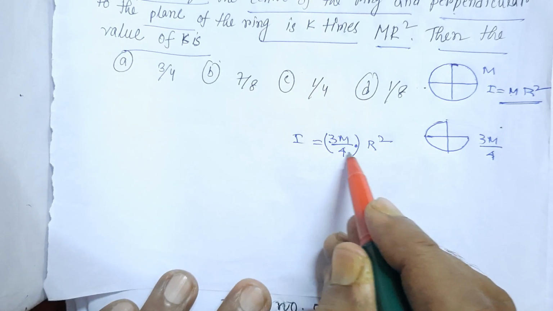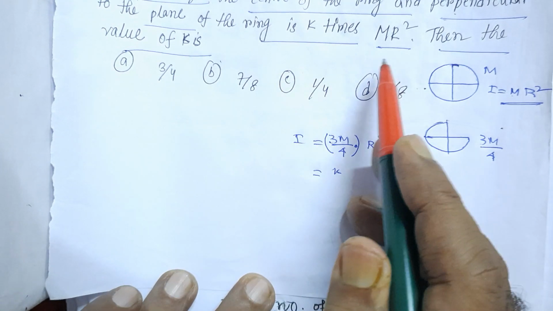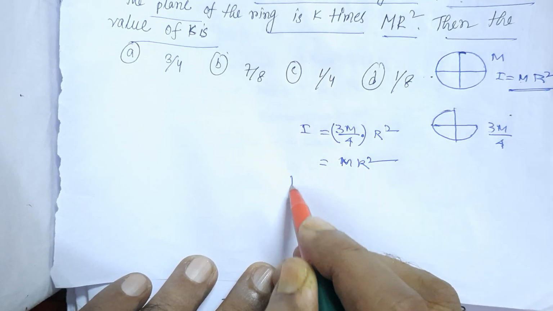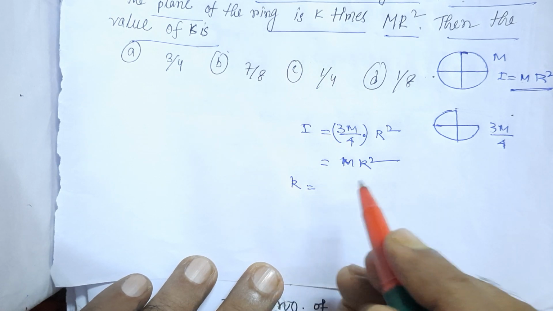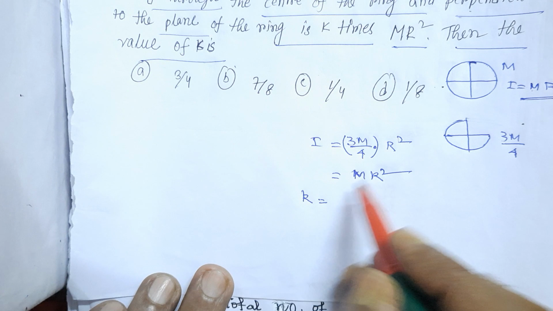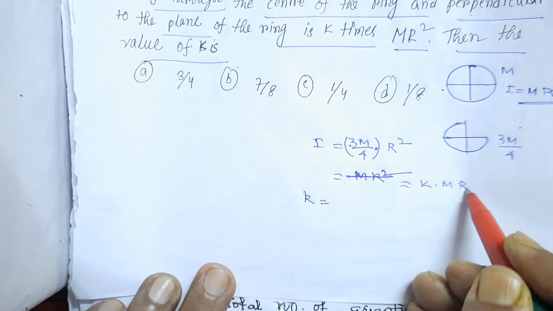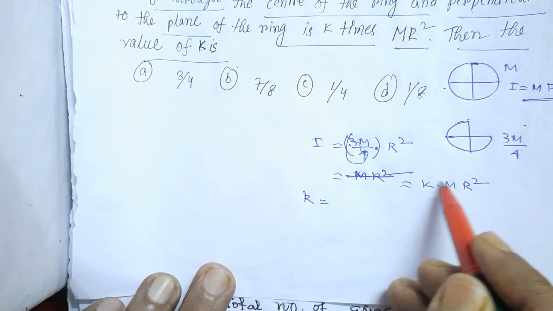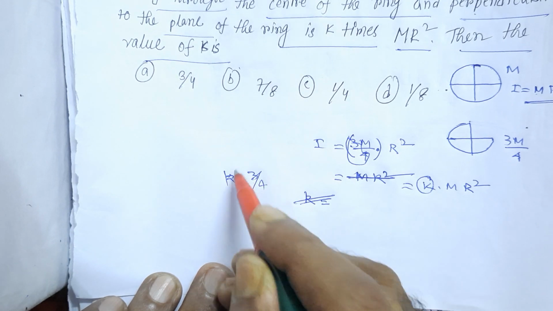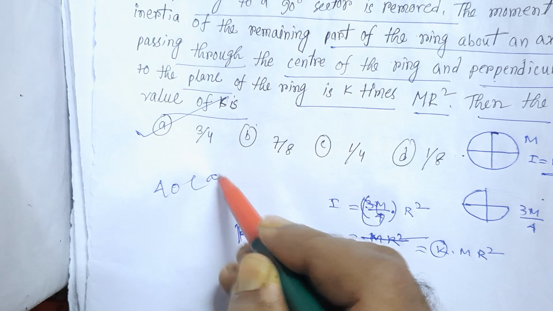So moment of inertia is 3m by 4 into r square, equals k times mr square. So simple calculation actually gives k equals 3/4. So k equals 3 by 4. The correct choice is A. Correct choice to the question number 40 is A.